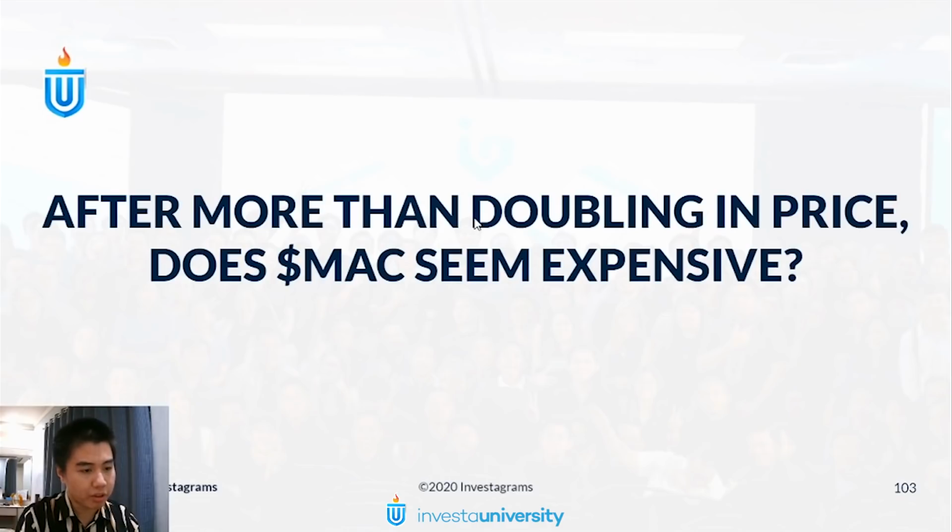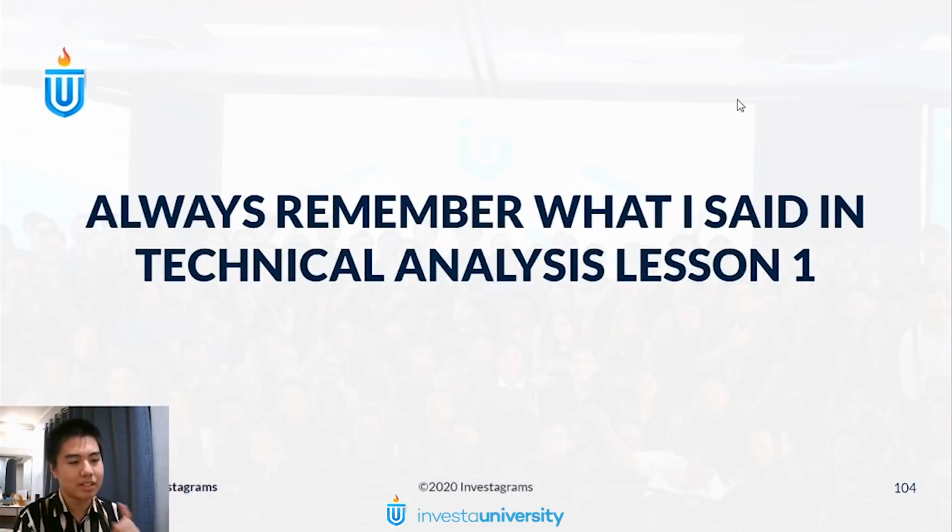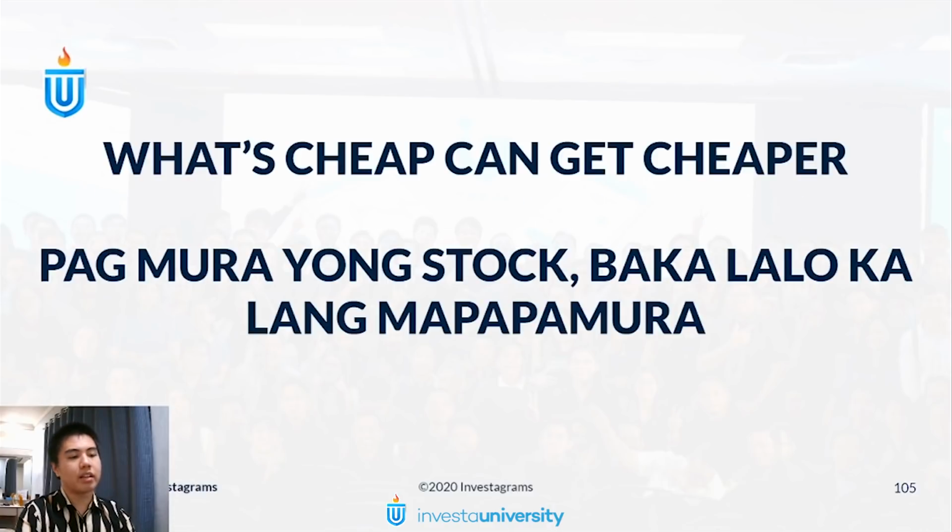So at this point, after more than doubling in price, the MAC seems expensive, di ba? Na parang, ano ba yan, hindi ko na to bibilhin. From 3 to 7.50, parang wala na, masyado nang mahal. Some people may think that way, but remember what I said in the first lesson. Right? What's cheap can get cheaper. Tatagalugin ko ulit. Pag mura yung stock, baka lalo ka lang mapamura.